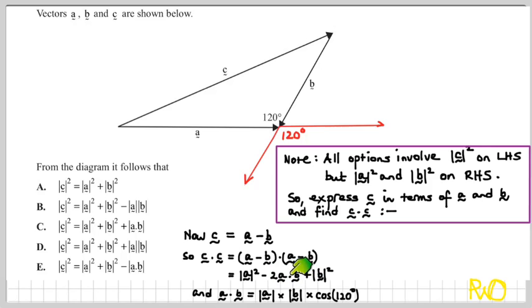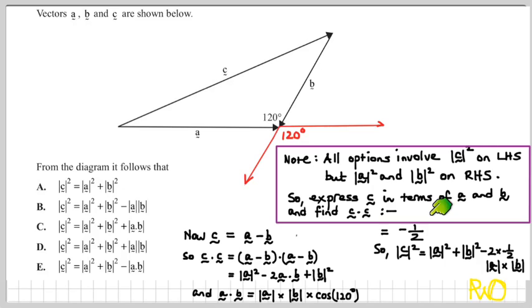So I know that a dot b is magnitude of a times magnitude of b times cos of 120, and there's obviously going to be some need to use this 120 degrees up here. So cos of 120 degrees is the same as minus cos of 60, and cos of 60 is a half, so it'll be minus a half. So therefore a dot b is going to use that, and I'm putting all that into the formula now.